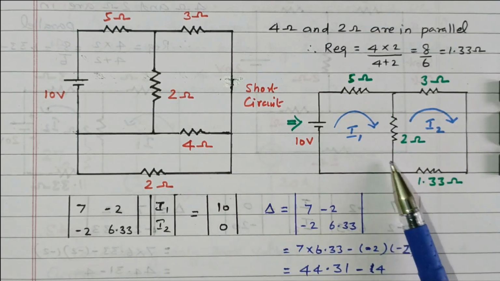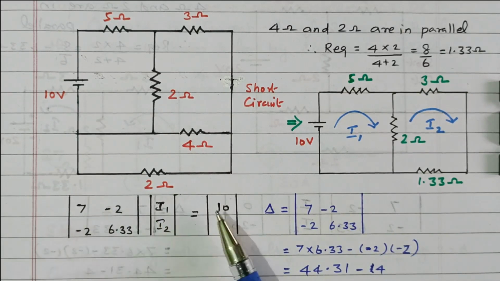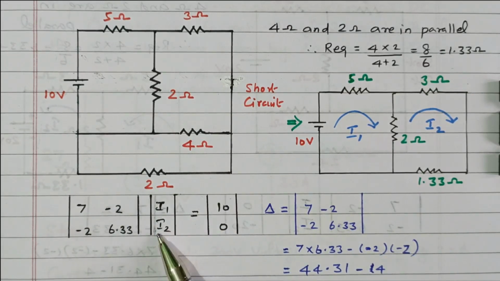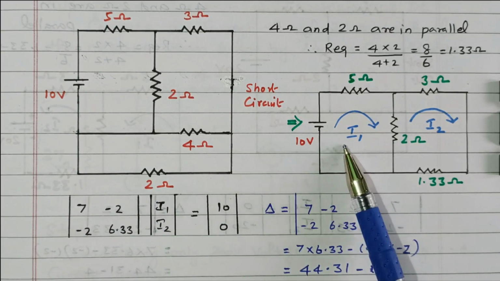Now we'll go to the matrix method. This is nothing but R into I equal to V, V equal to I into R. This is the voltage matrix, current matrix, and resistance matrix. First we'll see the resistance matrix. What is available here?